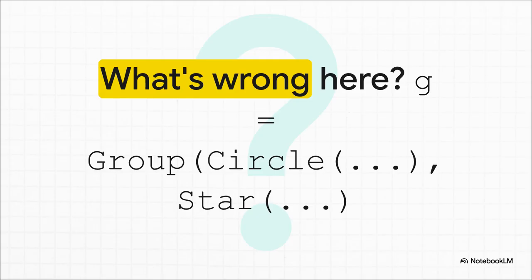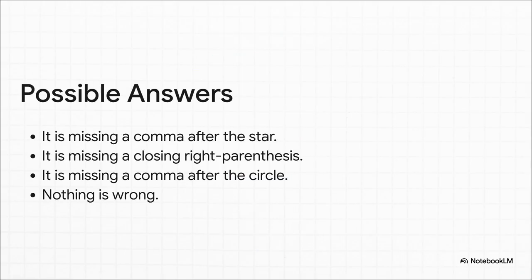Here's a slightly different setup. We're making a group. We've got our circle, we've got the comma this time, and our star. But wait, something still isn't quite right. What's the bug this time? And here are the options again. What do you think? Another missing comma? A missing parenthesis? Or is this one totally fine?